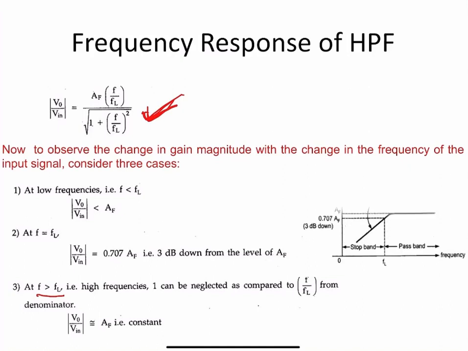Now plot the frequency response. Whenever you will plot, you will get this figure as shown in this figure. 0 to fL, there is a stop band. After fL, there is a pass band. At cutoff frequency, gain reduces by 0.707, or in decibel, you can say gain reduces by 3 dB. It means cutoff frequency can also be known as 3 decibel cutoff frequency or 3 dB point.